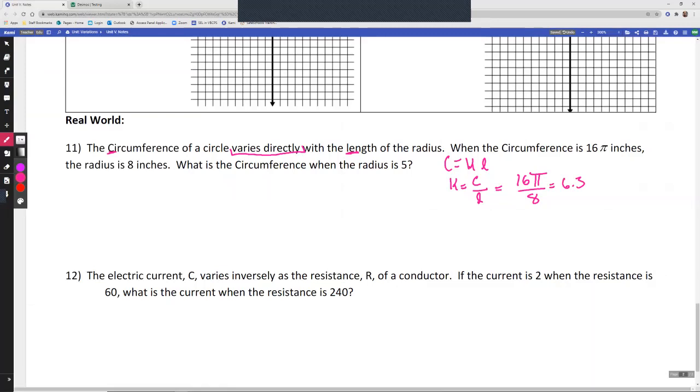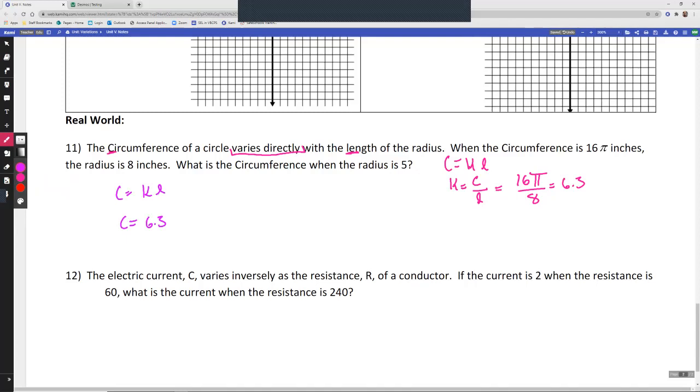All right, what is the circumference when the radius is 5? So we have our K value, and we need to find the circumference now. So C is equal to, actually, let me do this part in a different color again. C is equal to KL. We know our K. So this time, C is going to be equal to 6.3.